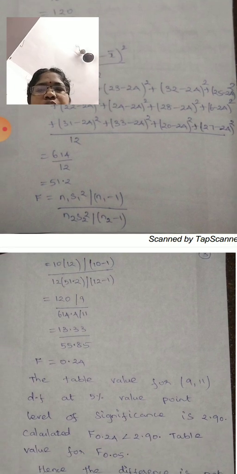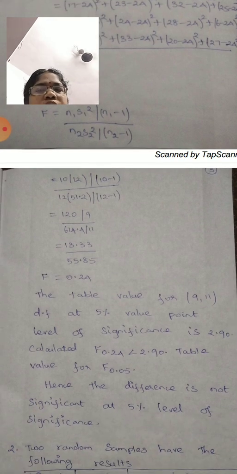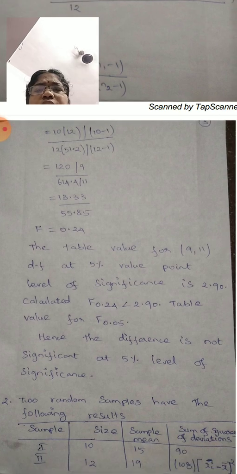Substitute these values into the formula. Therefore we have to simplify this. The numerator is 120 divided by 10 minus 1, which is 9, divided by the denominator, which we simplify as 614.4 divided by 11. Simplifying this, the answer is 0.24.